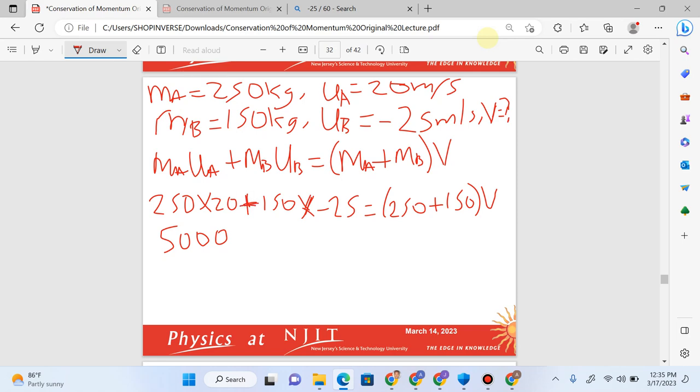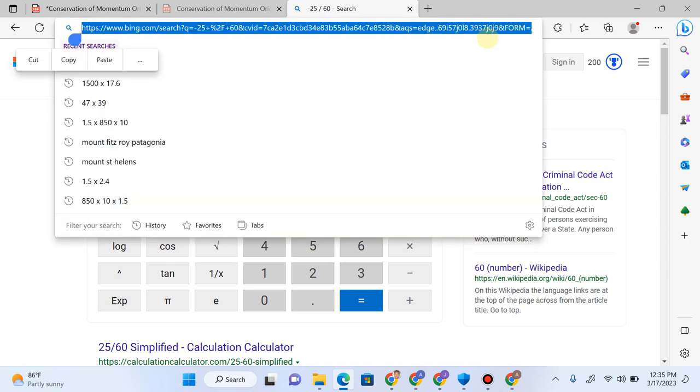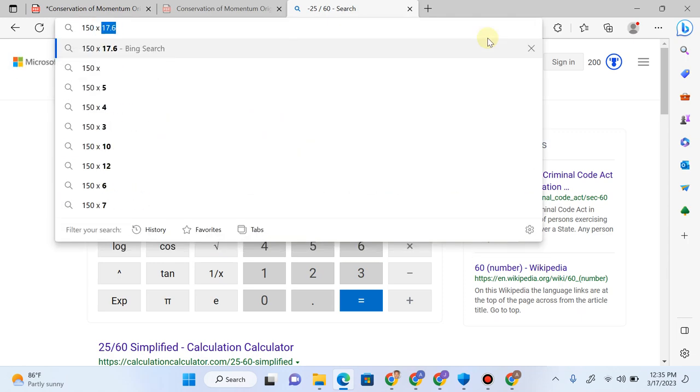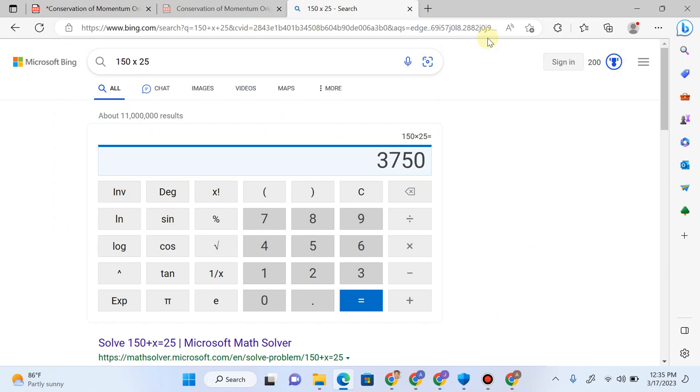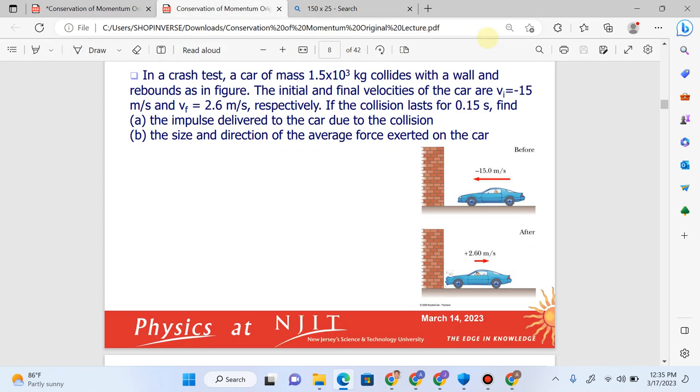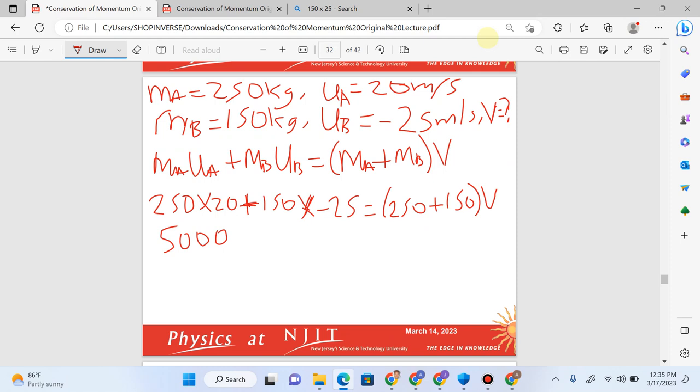Plus 150 times 25, let me do that here. 150 times 25 gives me 3,750. So I write minus 3,750. Why? Because of the negative sign here. Minus multiplied by this plus here will give you minus. That's why you have minus here. Okay, you have to consider the negative sign in your calculation.